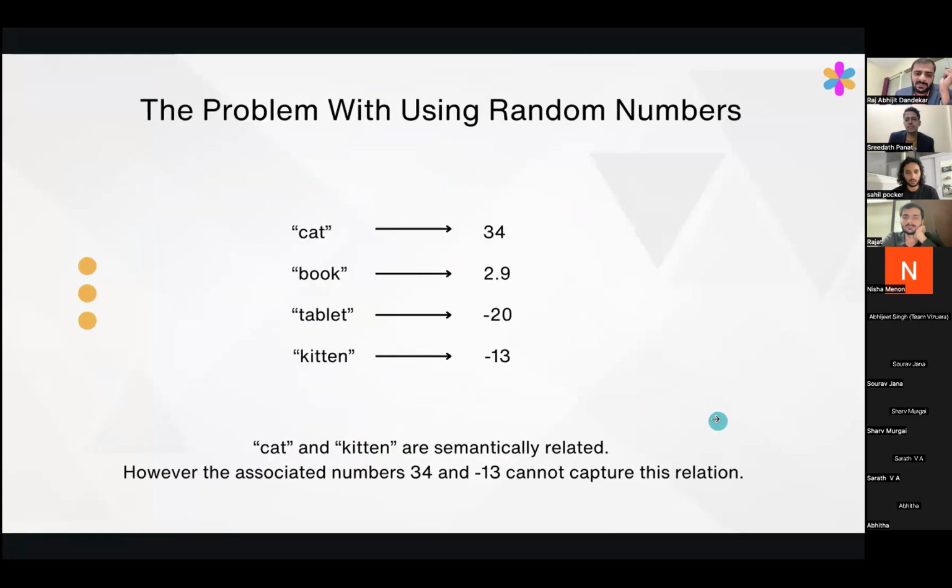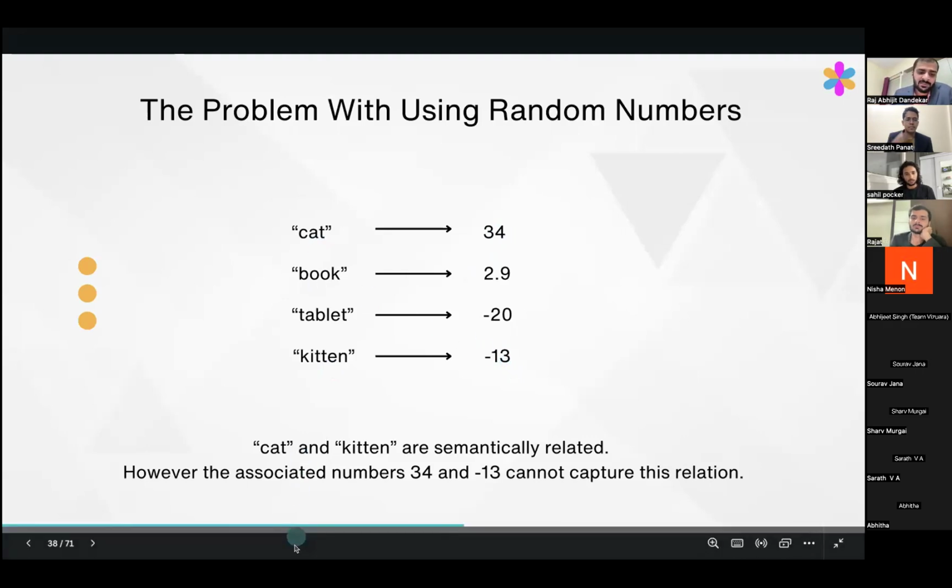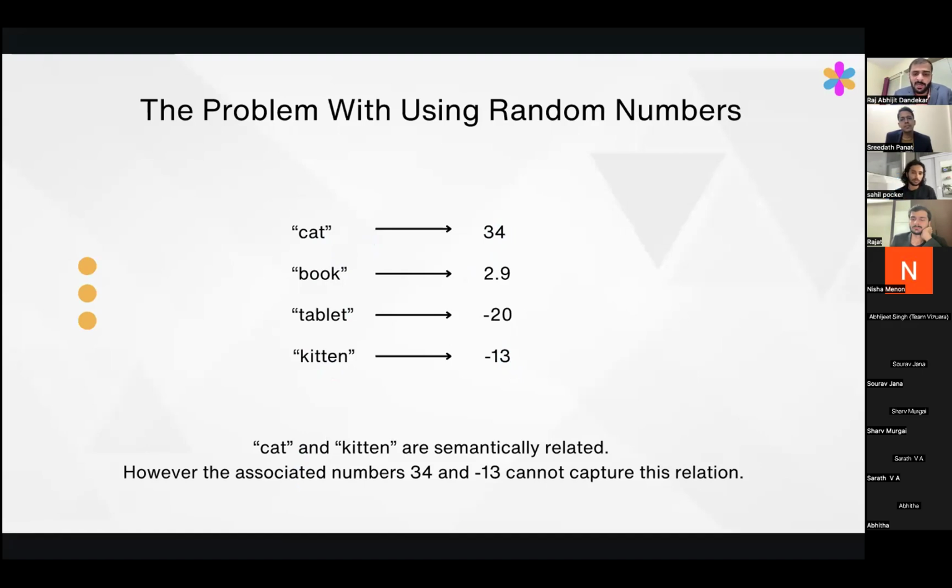The problem with this is that cat and kitten are actually close to each other, right? But if you assign random numbers, it does not capture the semantic relationship between words. So assigning random numbers is definitely not a good approach for word embedding.